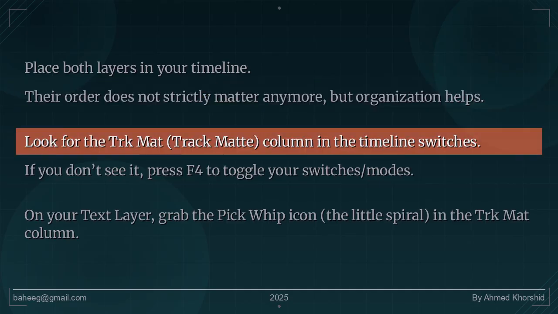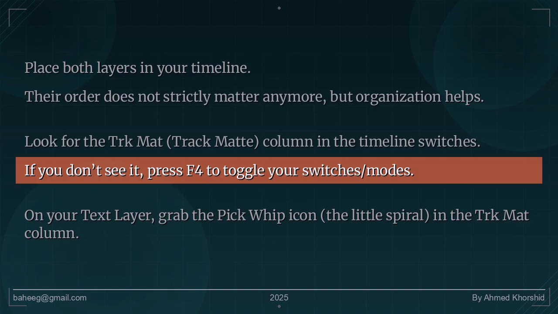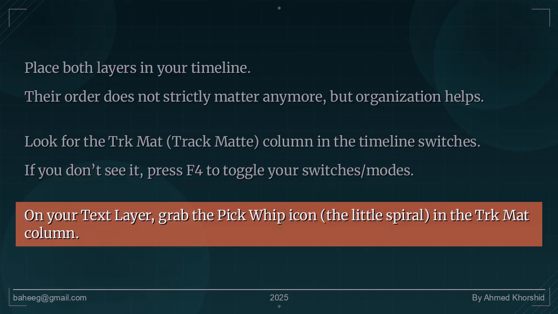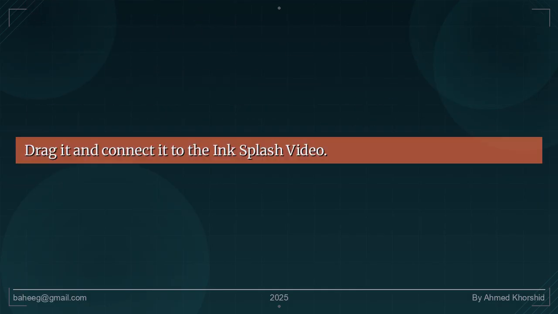Look for the TRK mat, track mat, column in the timeline switches. If you don't see it, press F4 to toggle your switches modes. On your text layer, grab the pick whip icon, the little spiral, in the TRK mat column. Drag it and connect it to the ink splash video.